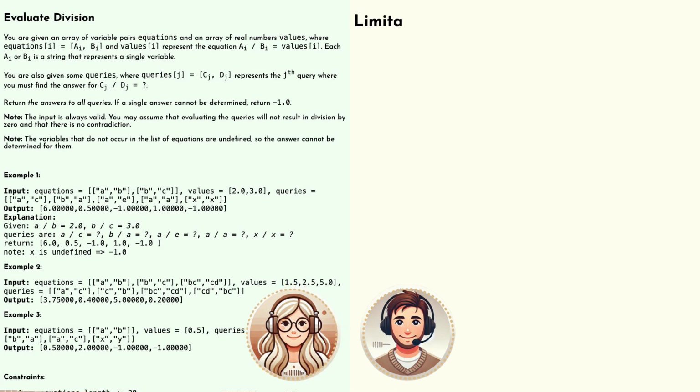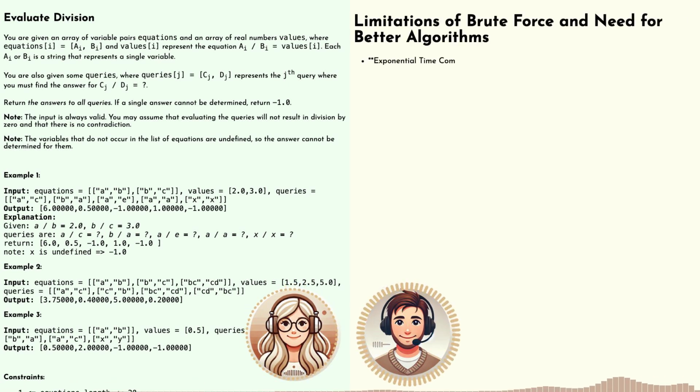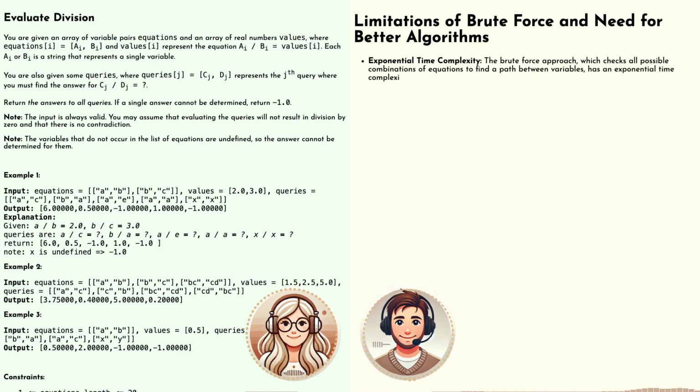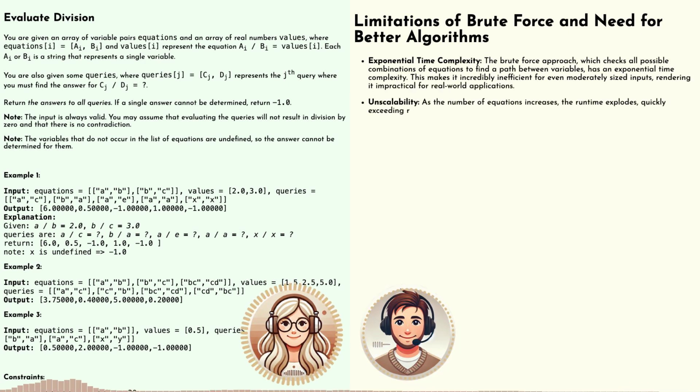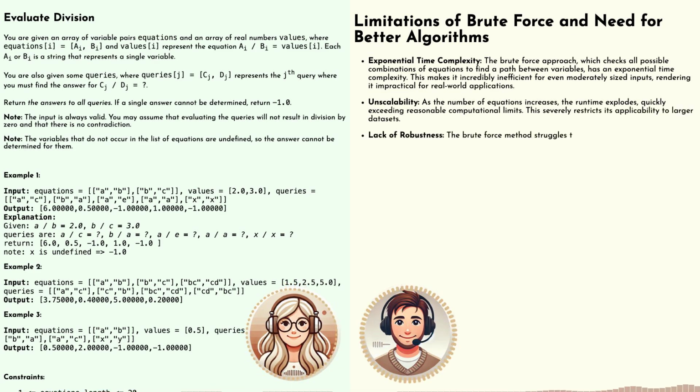Okay, I'm seeing the puzzle pieces here. We have to connect the dots between the equations to solve for the unknown ratios. That's right. Can we look at an example to make this more concrete? Definitely. Let's take example 1 from your source material. We have equations like A / B = 2, B / C = 3, and a few others. One query asks for A / C.